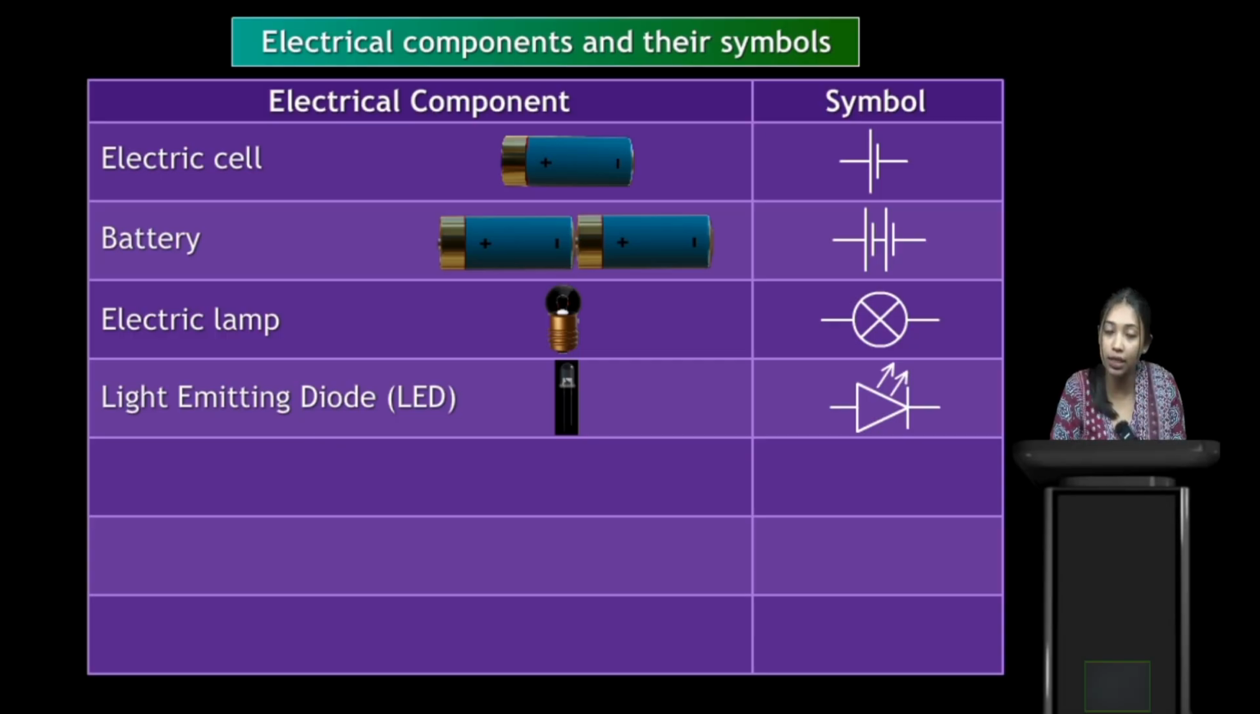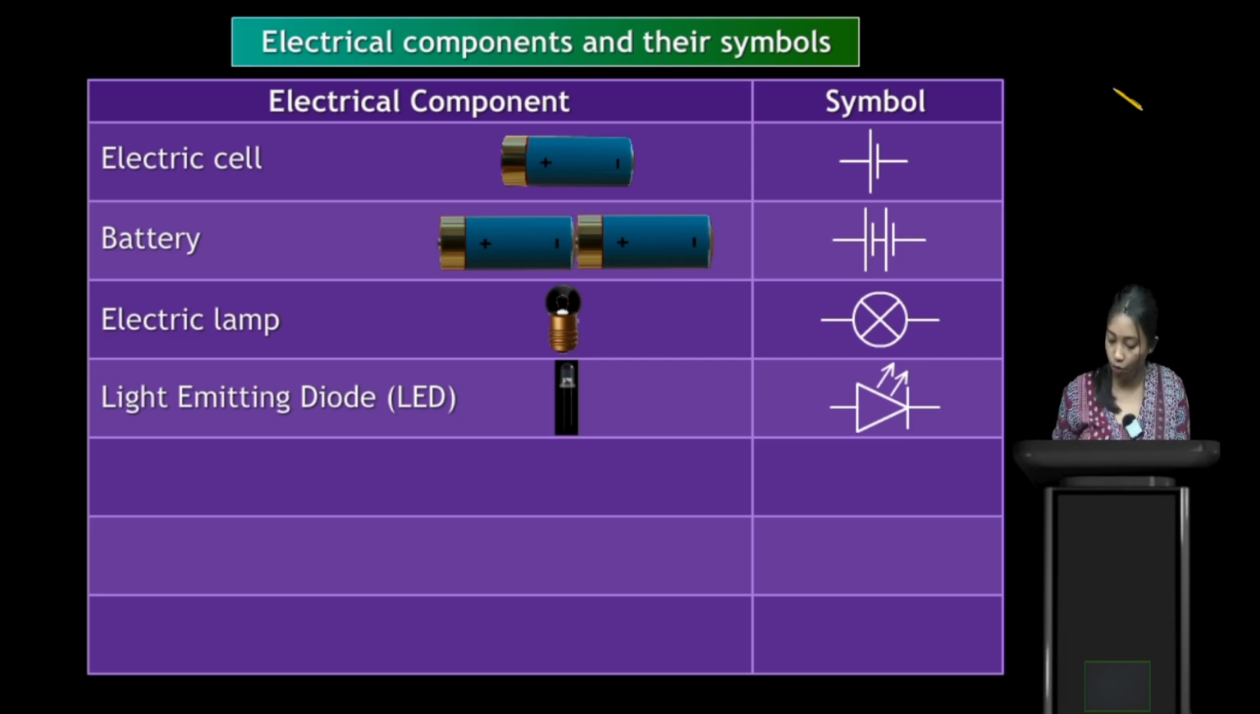All of you must have heard about this LED. We denote LED like this: there will be a triangle and two arrows, and the triangle defines the direction of the electric current.